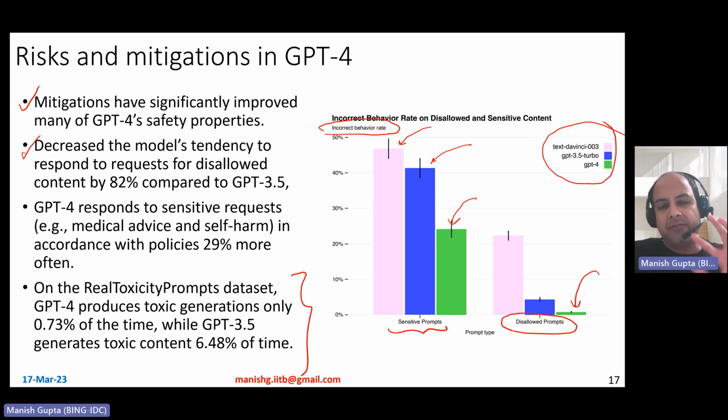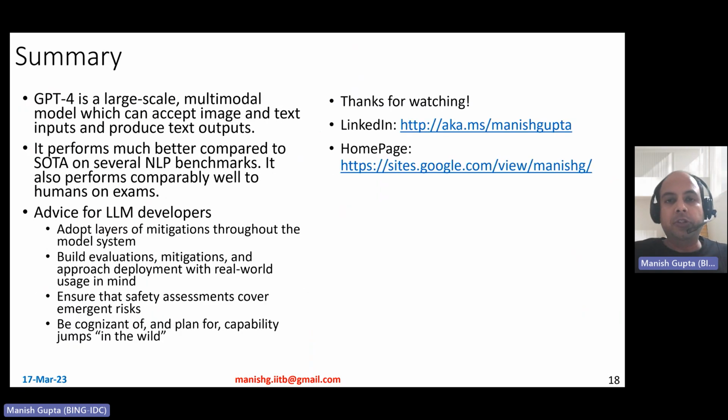So basically, a lot of mitigations that are done in GPT-4 have addressed a significant number of safety concerns, but the safety concerns still remain. Okay, and therefore it is very important to use these models in the right way. Okay. I'll summarize this video by also providing the advice that the GPT-4 paper has pointed out, right?